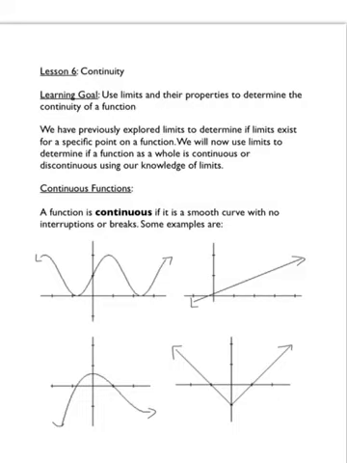A continuous function we talked about is like a polynomial. A function is continuous if it is a smooth curve with no interruptions or breaks. So some examples are a sinusoidal function like this, or a linear function, a polynomial, which we've talked about before, and an absolute value function. In order for a function to be considered continuous, there are three conditions that must be met.